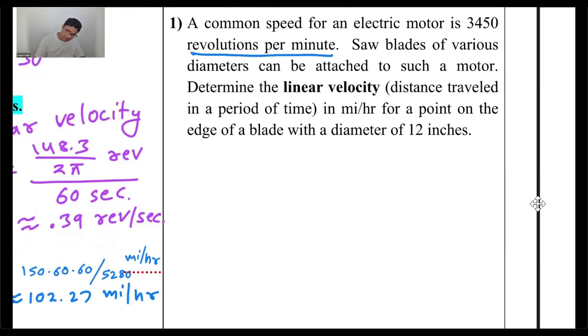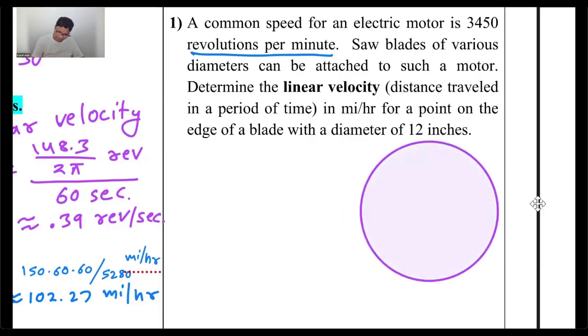Now the motor is rotating at that speed and you're attaching a blade to it. So the blade also will rotate at that speed, which is the angular speed given here. Now, the blade might be whatever inches long, but the point on the blade is at a diameter of 12 inches. Edge of a blade with a diameter of 12 inches. Then what is the linear speed? To understand this, let us first draw a circle.